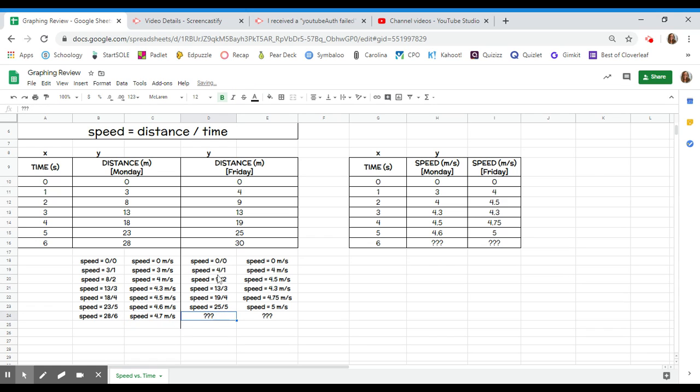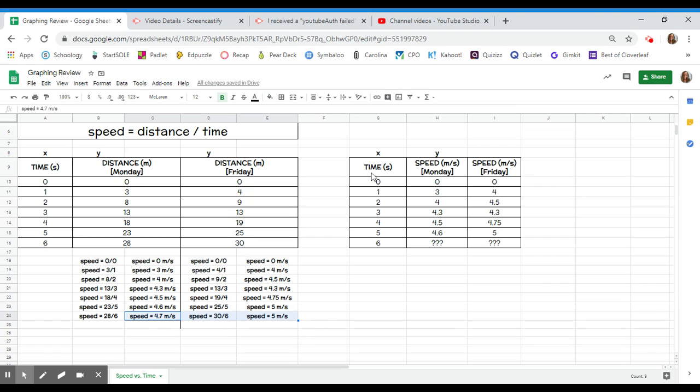Let's do that same thing. So I did the exact same thing through all of these, just using the distances from Friday. Okay, so looking at 6 seconds on Friday, we're going to do speed equals distance divided by time. Our distance is 30, so 30 meters divided by, again, 6 seconds. 30 divided by 6 equals 5 meters per second. So if we look at that, we can already tell that Mr. Wilson sped up a little bit throughout the week.